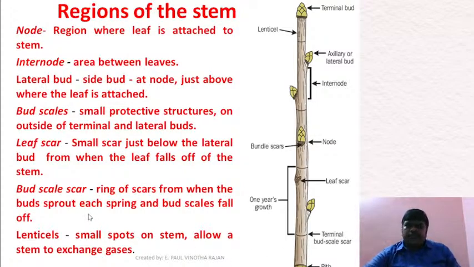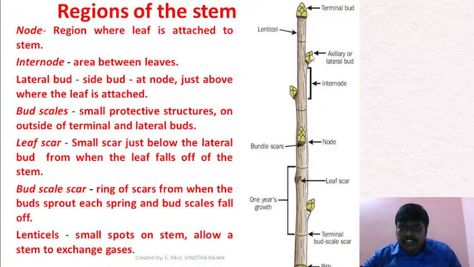Very good, children. Thank you. So now I'm going to explain the various regions of the stem. First, the node. Node is the region where the leaf arises from the stem, or the region where the leaf attaches to the stem. That region we call the node.